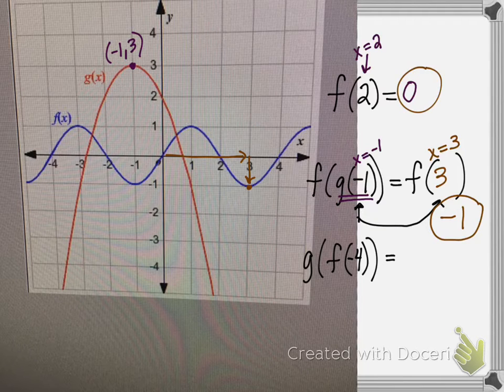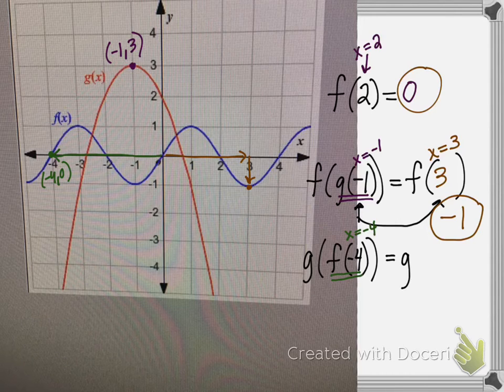So for this last one, let's take a look. G of f of -4. So f of -4 is saying when x is -4, what is my output or my y value? We're only focusing on the blue graph. So let's go to -4. And then what would my output be? Right here at 0. So this is equal to 0.